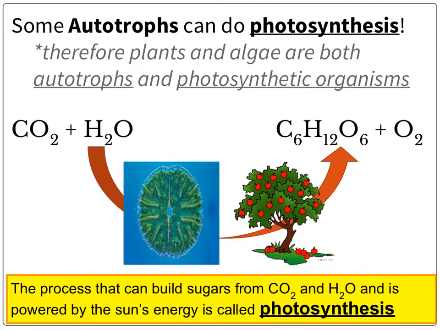So once again, photosynthetic organisms like plants and algae are one type of autotroph. The other type of autotroph, chemosynthetic organisms that we had been talking about, are rare to find on the surface of the earth.